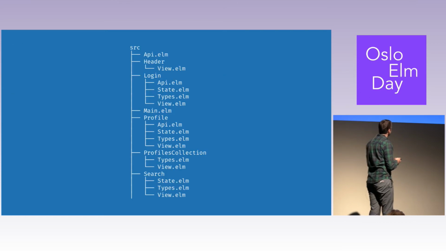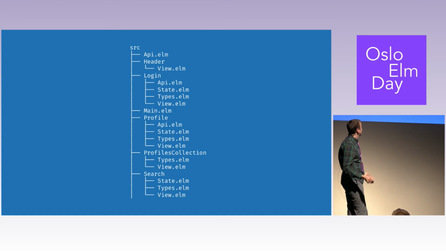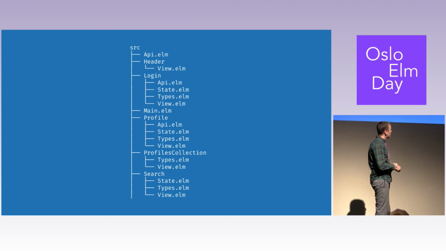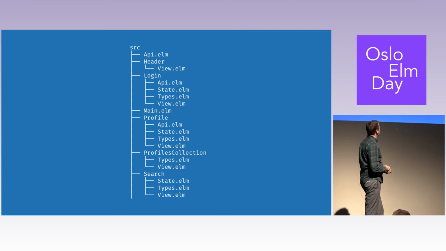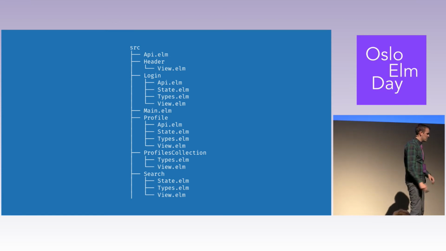So we ended up with this hierarchy where the login view has its types and view and its update function and so on, which I don't know. That's what we still have, but I don't know if it's turned out to be a good idea. And I'm super excited to see stuff like Richard's single page example app, because that's something we want to revisit at some point.